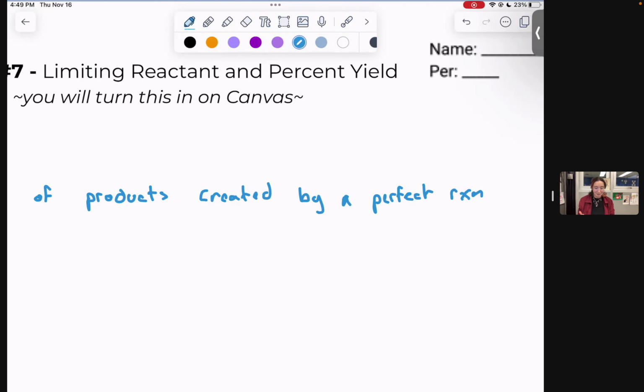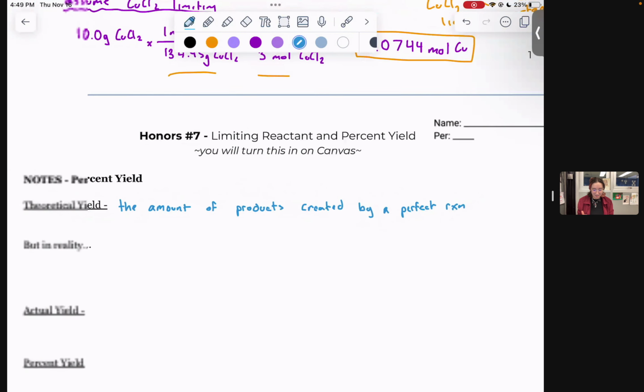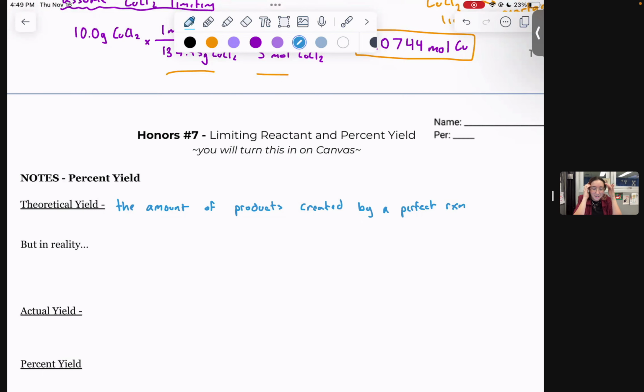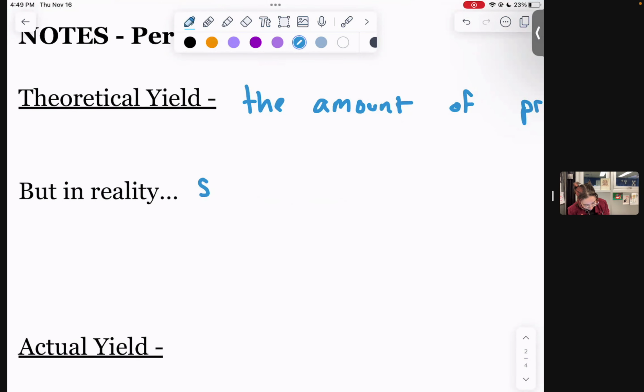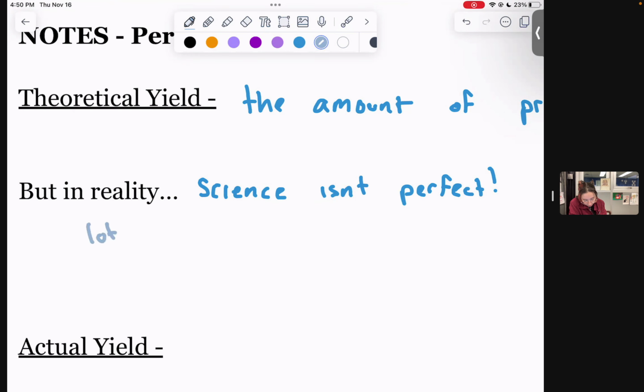Okay, but spoiler, very shocking: science in the real world is not perfect. It doesn't work out that way. So very rarely are we going to actually have a theoretical yield. So you might be thinking, oh, well, why not? Why wouldn't it just do it? Me too, I've wondered that. But there's lots of stuff that could go wrong, just to name a few.